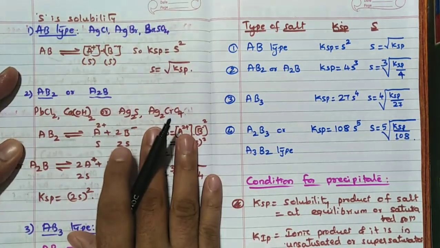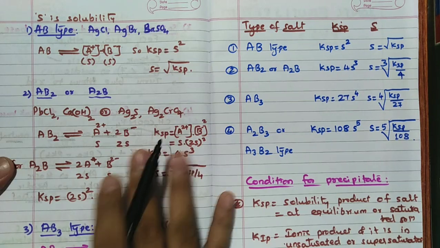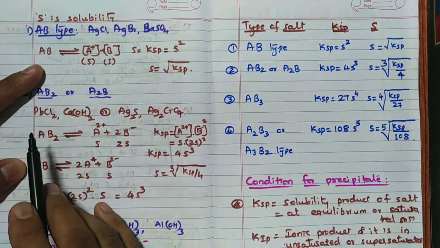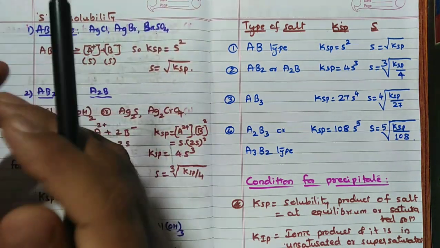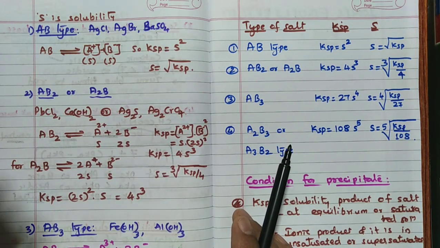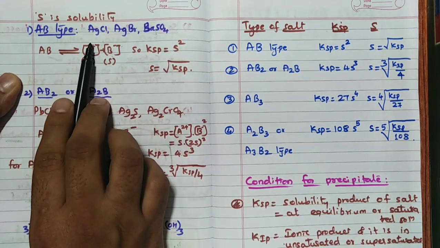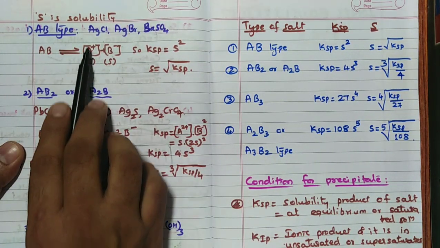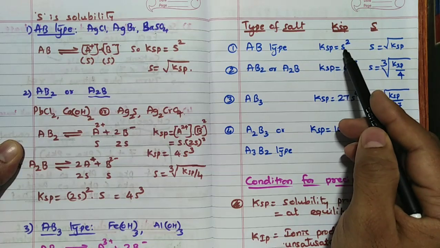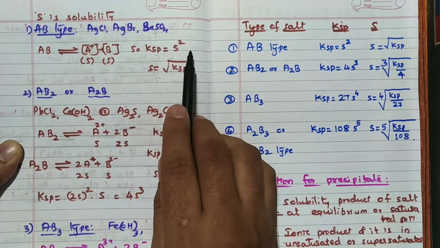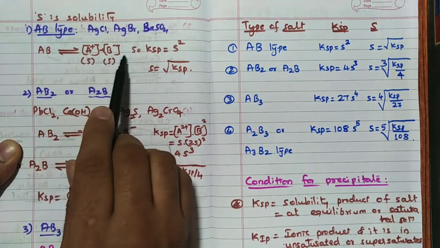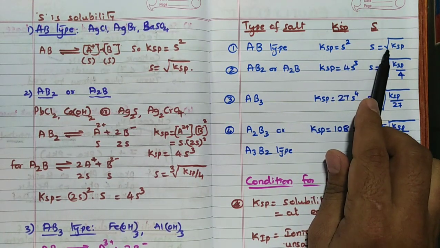See, S is solubility. In all the cases, S is nothing but solubility. Now, AB type of salt. AB type of salt means what? 1:1 ratio: AgCl, AgBr, BaSO4 like that. SO4 is 1 unit, Ba2 plus is 1 unit, so BaSO4 is a 1:1 type of salt, AB type. Consider A plus and B minus form. S is the solubility of A plus, S is the solubility of B minus. So remember, Ksp for AB type of salt is equal to S square, because Ksp is the product of the molar concentrations of these two, S into S. So what is S then? S is equal to root of Ksp.